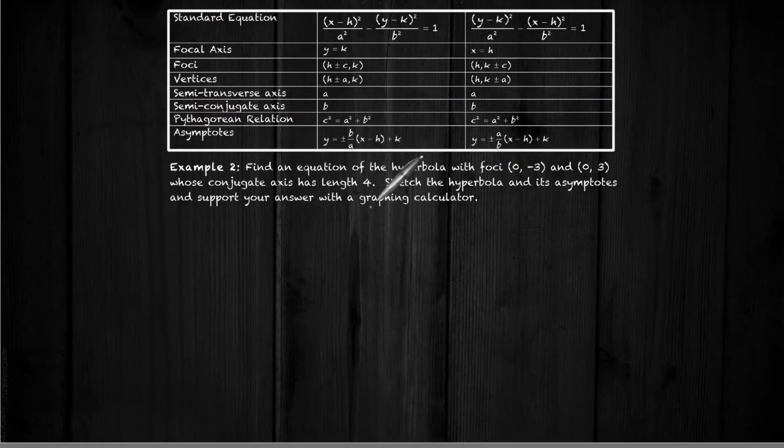Okay, example 2. Find an equation of the hyperbola with foci 0, negative 3, and 0, 3. So as always, first thing we want to do is put our x-axis, our y-axis. So we're going to put those there. And then we are going to put our foci, so that's going to be 0, 3. It's going to be here. And 0, negative 3 will be there.